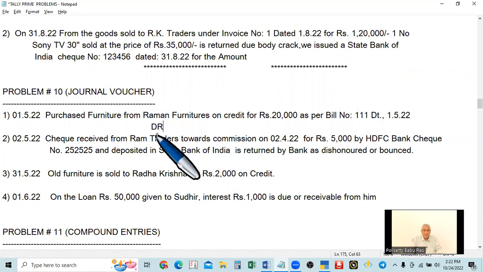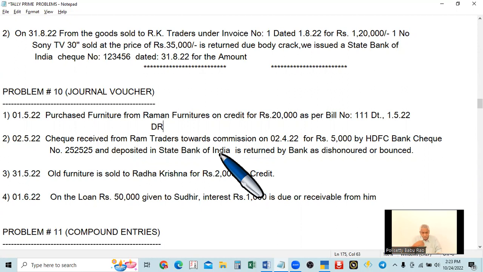Who? Not Raman, this Ram Traders will become a debtor. So his account is to be debited. Isn't it? He's a debtor now. His account is to be debited, and then the check was deposited in State Bank of India. That means we deposited the check in the bank, it is like we deposited money in the bank. So it will take money from that. That is, money is received by the bank, not by us.